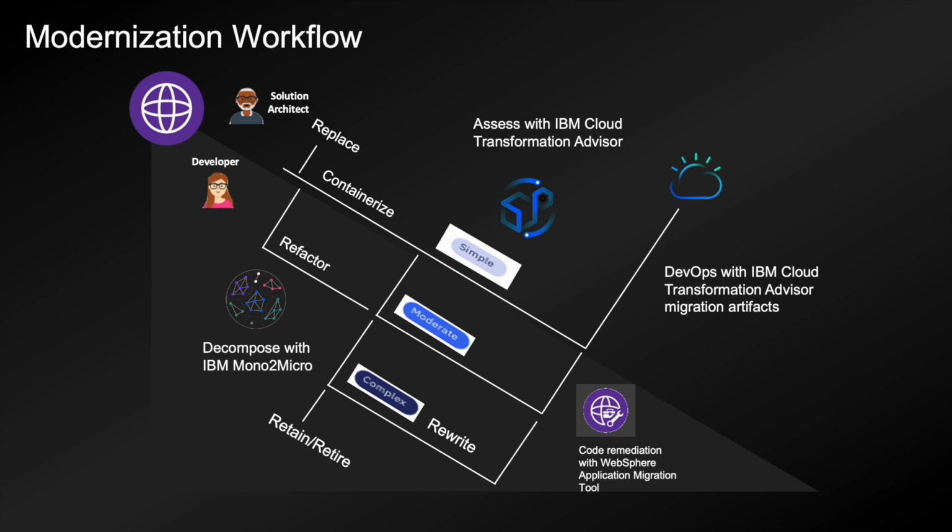IBM looks at modernization in three different categories: simple, moderate, and complex applications. Applications without a lot of complex or moderate issues are candidates for containerization and easily move toward Liberty. Applications with a lot of moderate issues can find additional support with the WebSphere Application Migration tool, which will ease the migration. Applications with a lot of complex issues may be candidates for a rewrite. Those are traditionally monolithic applications that need to be completely updated.